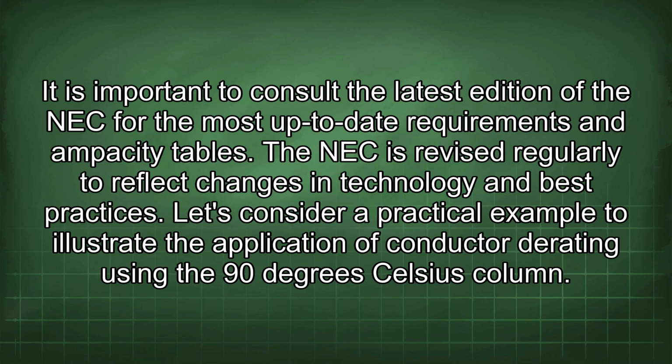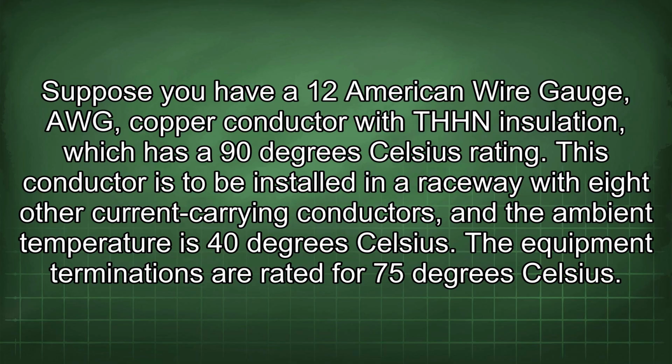Let's consider a practical example to illustrate the application of conductor derating using the 90 degrees Celsius column. Suppose you have a 12 American wire gauge, AWG, copper conductor with THHN insulation, which has a 90 degrees Celsius rating. This conductor is to be installed in a raceway with 8 other current-carrying conductors, and the ambient temperature is 40 degrees Celsius. The equipment terminations are rated for 75 degrees Celsius.